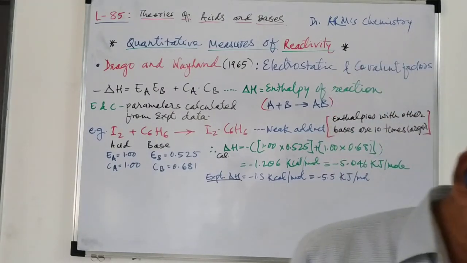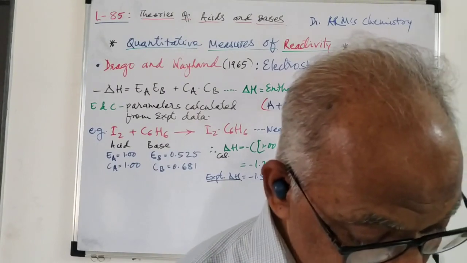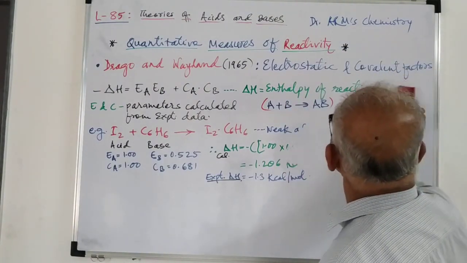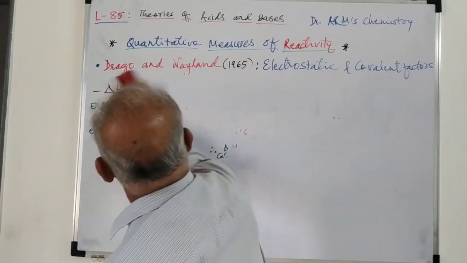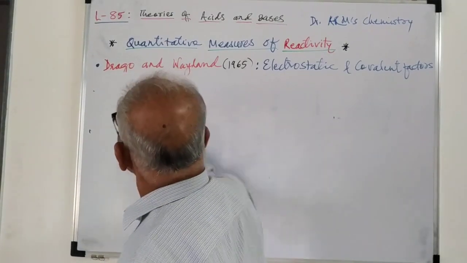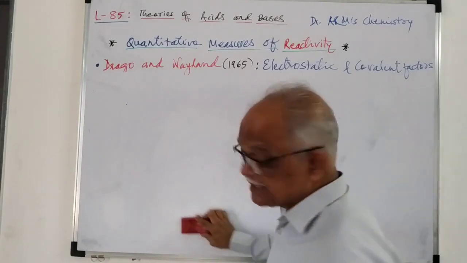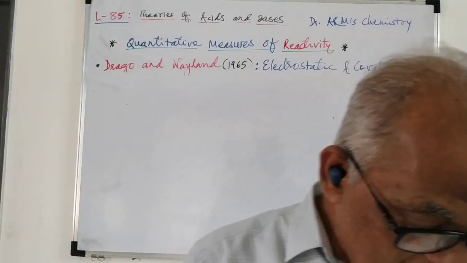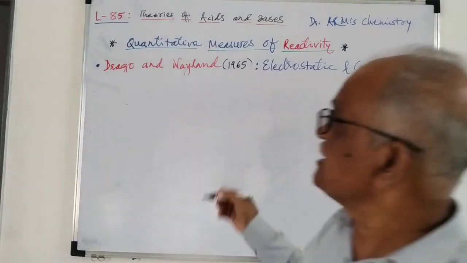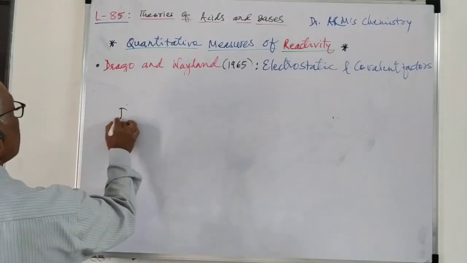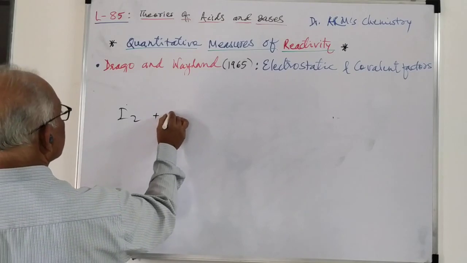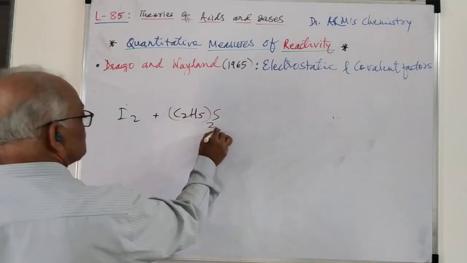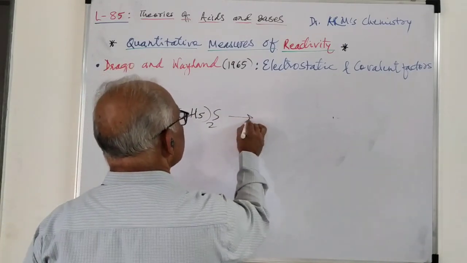If we compare this data with the values in certain cases, take the example of this argument: iodine reacts strongly with diethyl sulfide and gives the adduct.